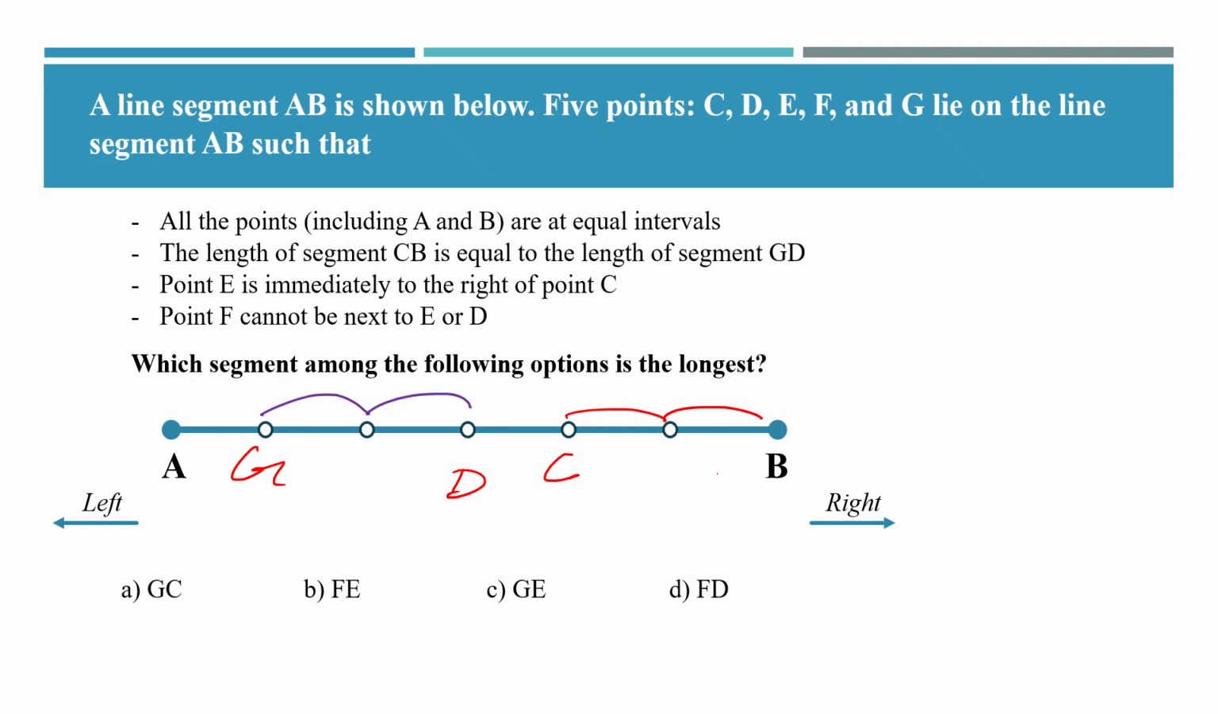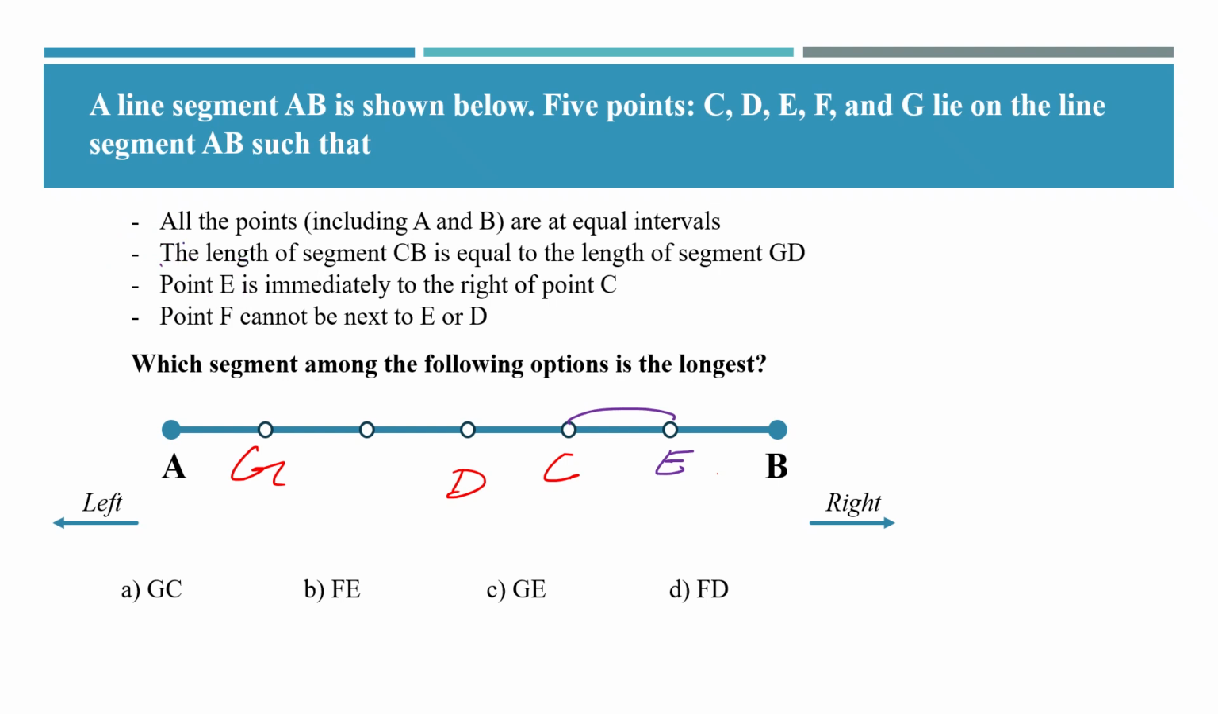They may ask which is the longest, something like that. Okay, let me erase this for now. The first condition is done, I guess. Oh no, the second condition is done. The length of segment CB so and so. Point E is immediately to the right of the C. Oh, great. See, I expected there would be a twist. Point E is towards right, so let's put it here. Done.